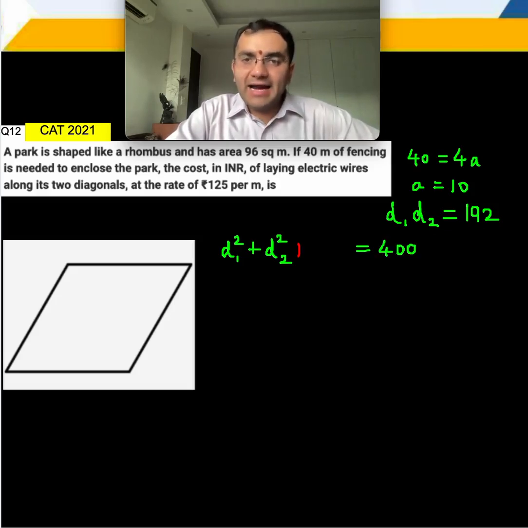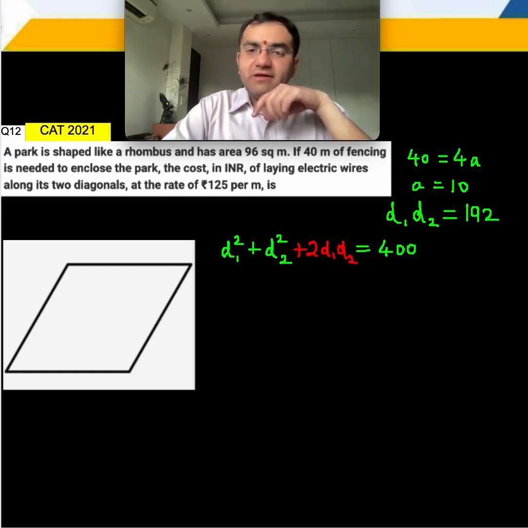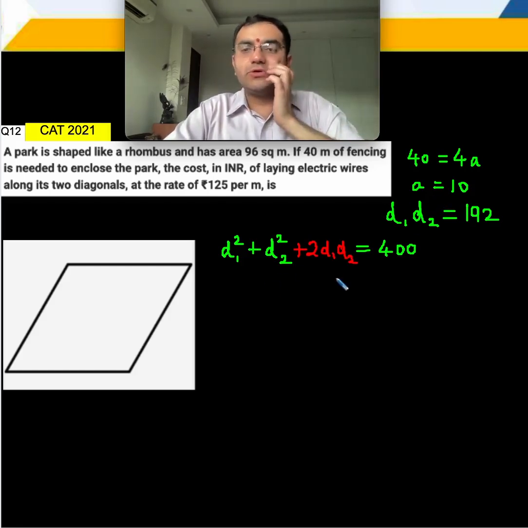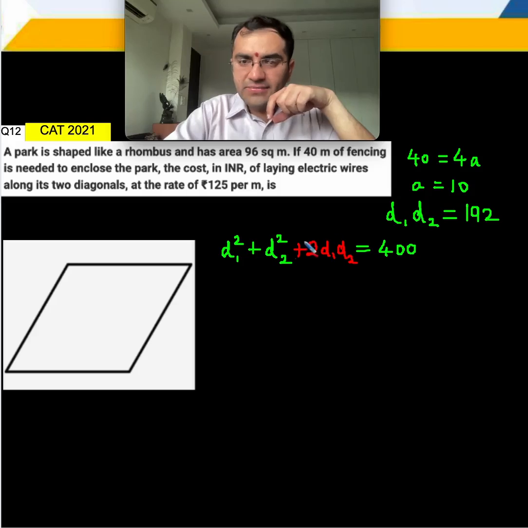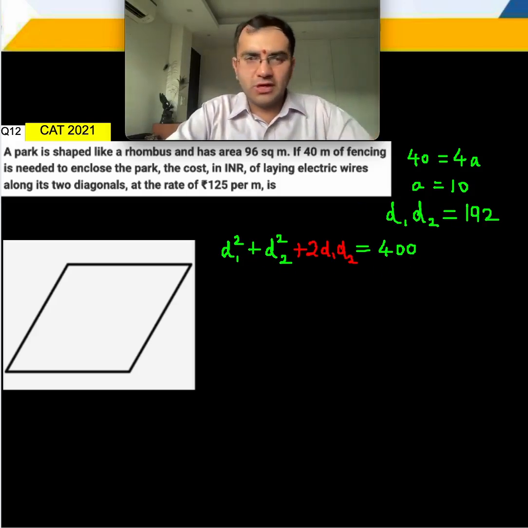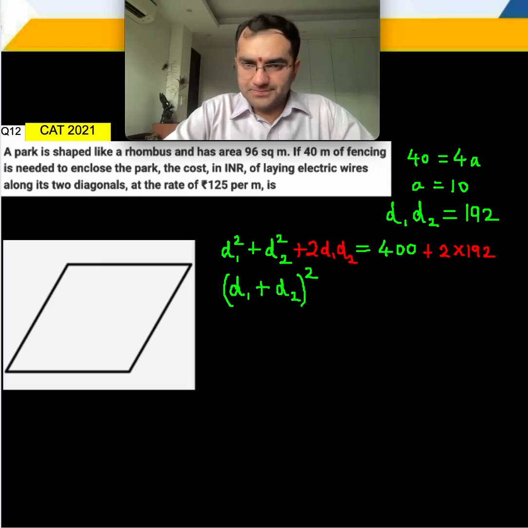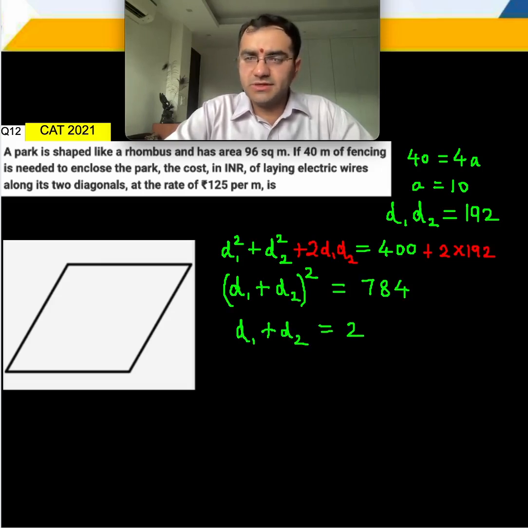I'm going to add 2 d1 d2 on both sides, right? Otherwise, if you create a quadratic out of it, you will get into trouble. If you do hit and trial for d1 square plus d2 square is 400 and d1 d2 is 192, who knows how long it will take. Let me add 2 d1 d2 to both sides, that's 2 into 192. So LHS becomes d1 plus d2 whole square. RHS becomes 784, so d1 plus d2 becomes 28.